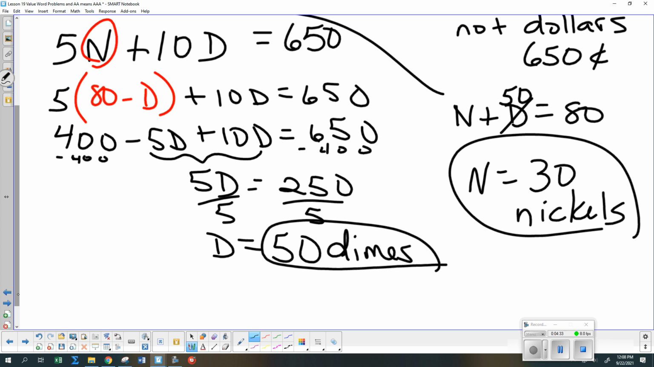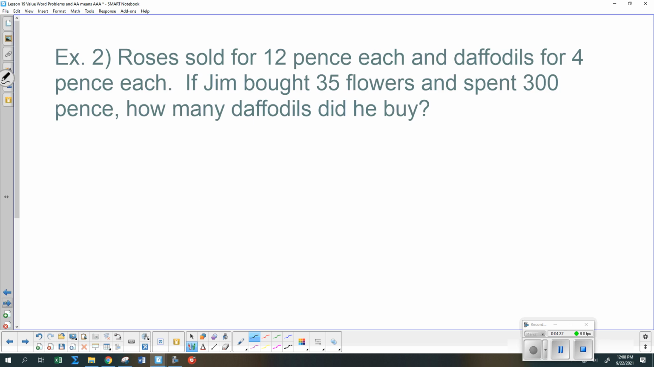Let's do one more value problem that is not coins. This is going to be how much do things cost. Ted, you need to copy everything down, please. So, going to go to the store. 1 rose is 12 pence. Pence is an old kind of currency that they used to use in England.